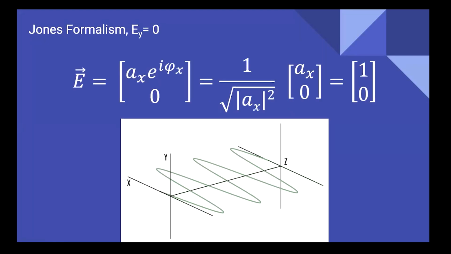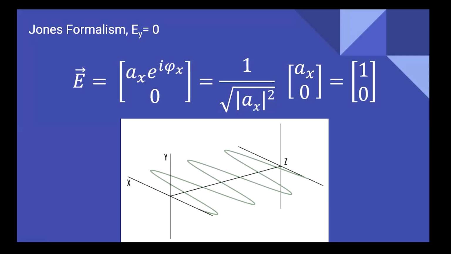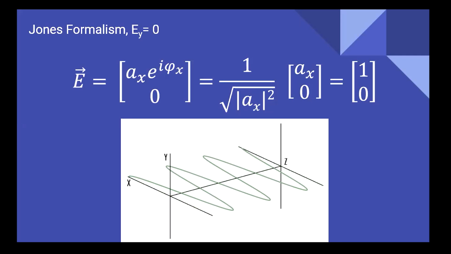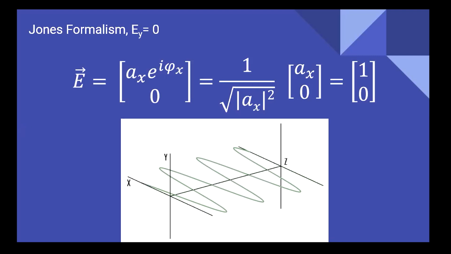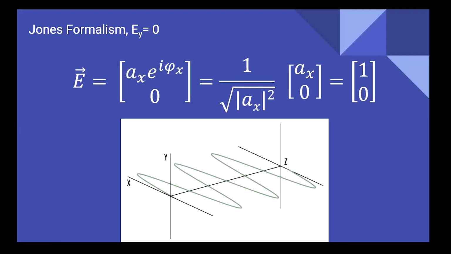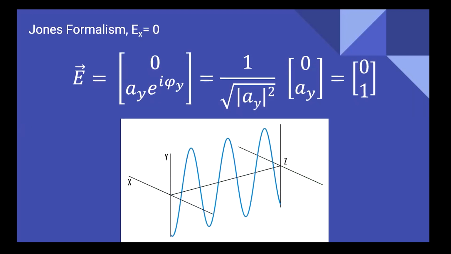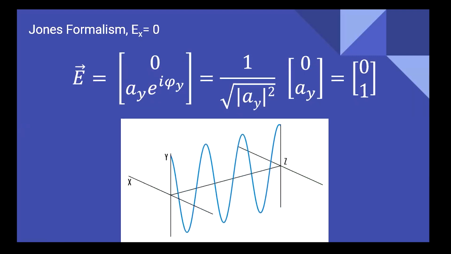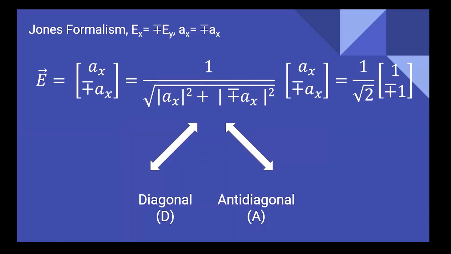Okay, so in his formalism, when Jones was working on this, he said, okay, say Ey goes to 0, then my bottom component here is 0, I normalize it, and hey, look, I get a (1, 0). It's just that all my electric field happens to be oscillating in the x direction. Likewise, if you have Ex equals 0, then everything oscillates in the y and you get (0, 1).